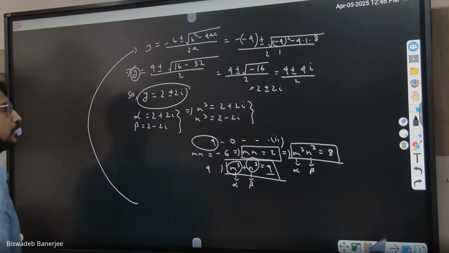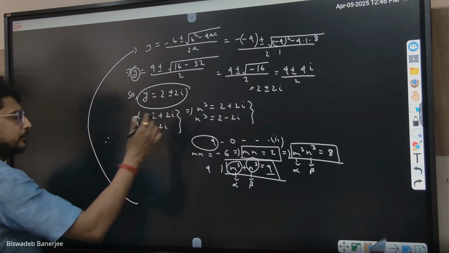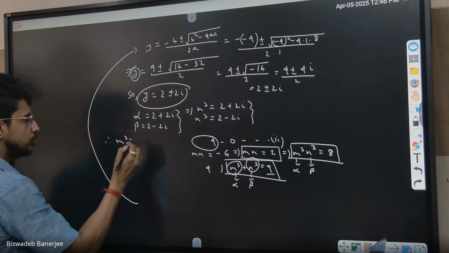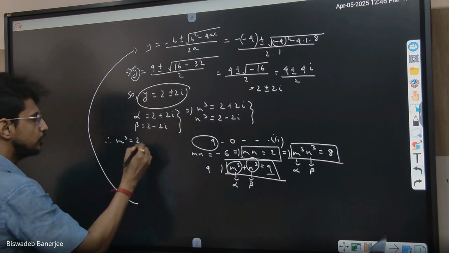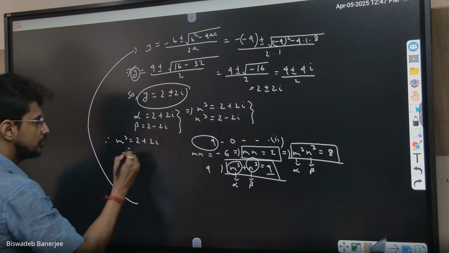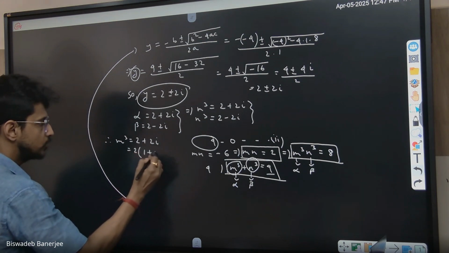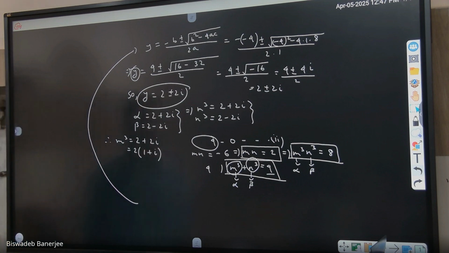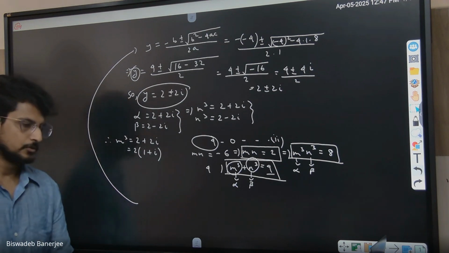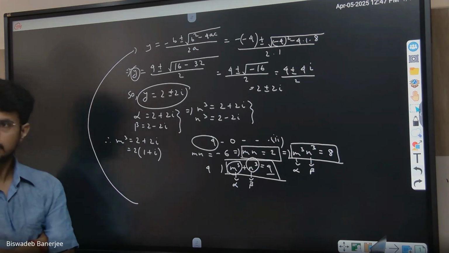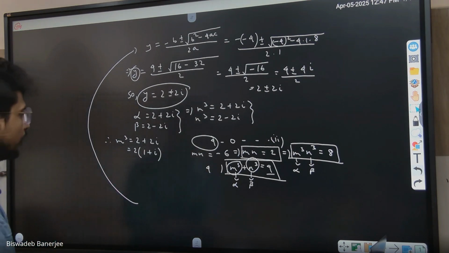See, at first we start with m cube. Similarly, you can find n cube. m cube is this, take 2 common. If we take 2 common, then this will be 2 into (1 plus i). Okay, then how can we find this?